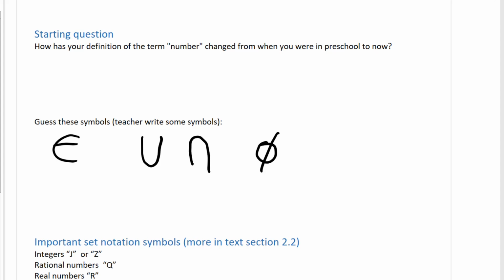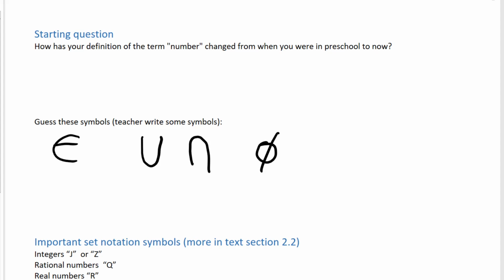So integers is represented by a J or a Z. Don't ask me why, I don't remember. Does anyone know what an integer is? Whole, positive or negative numbers. Sometimes you'll see a Z plus. So what do you think that means? Positive integers. Or you'll see a Z minus, negative integers.